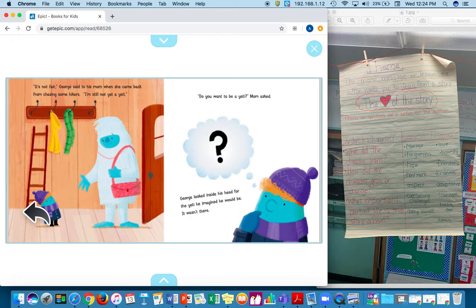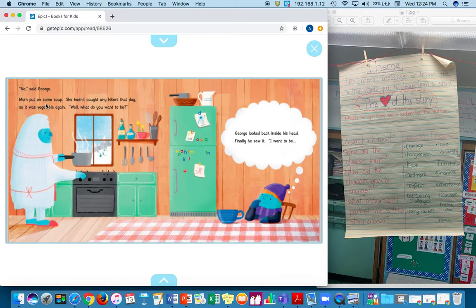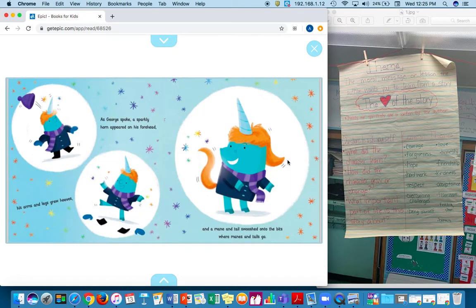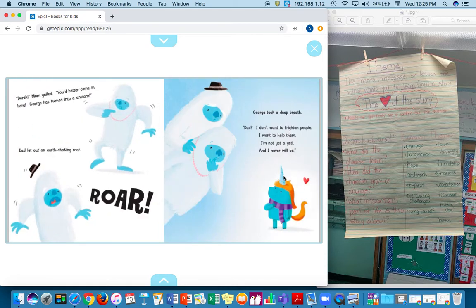The beginning part of this book, on every page he was trying to become a Yeti. And now he's trying to picture himself as a Yeti, and he can't picture it. "No," George said. So there's that big change. He decided he doesn't want to be a Yeti. "Mom put on some soup. She hadn't caught any hikers that day, so it was vegetable again. Well, what do you want to be?" George looked back inside of his head, and finally he saw it. "I want to be a unicorn." And the rest of the book, George talks about the things that he can do as a unicorn and how it will relate to his family.